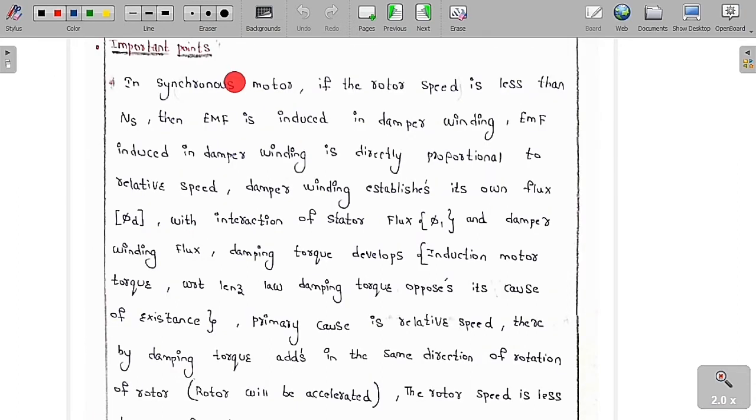So let me tell you some important points regarding this synchronous motor, which are very much useful because at least one question will be asked from this concept. Let me give you some important points which are very useful for different types of examinations.